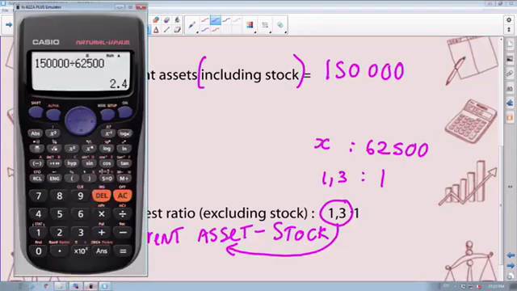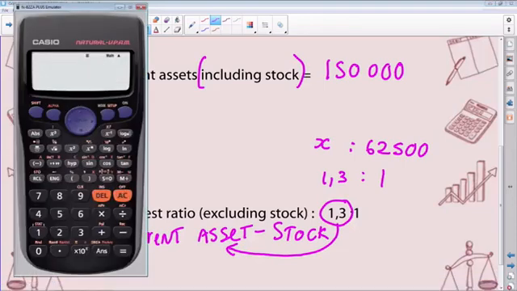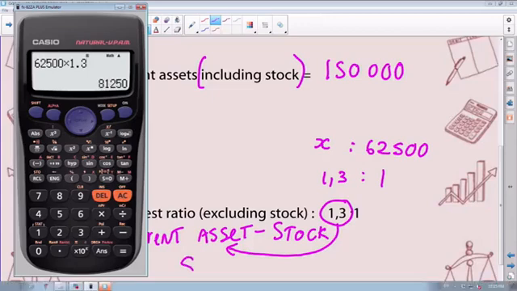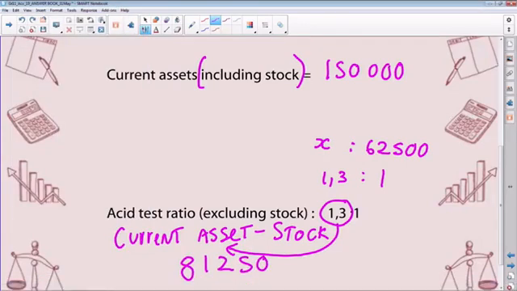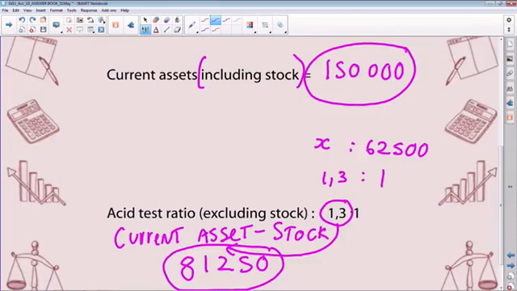So in order for me to calculate this figure, my current assets without stock, watch what I'm doing. Okay, so I'm going to get my calculator out. So I'm using my current liability figure, 62,500, and I'm now multiplying this by 1.3. Okay, so that now gives me an amount of, I'm going to write it down here, 81,250. So in other words, this is my figure without stock. Okay, right, now I've got figure with stock, and now I have my figure without stock, my current assets without stock. So obviously, guys, the difference between these two figures gives me my stock value. Okay, so let's do that.